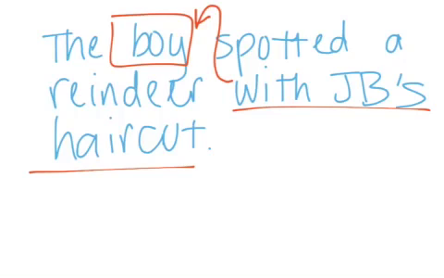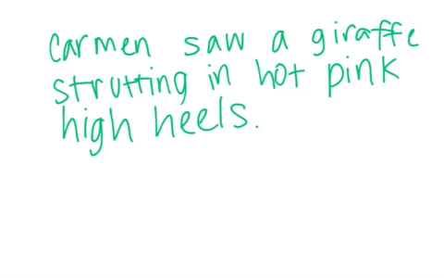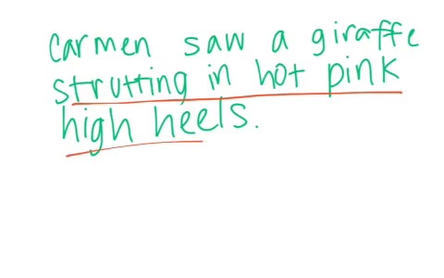Here's another example. Carmen saw a giraffe strutting in hot pink high heels. Now, do you think the giraffe was really the one that was strutting in hot pink high heels? No, it was Carmen. Ding, ding, ding, misplaced modifier alert. The phrase, strutting in hot pink high heels, is a misplaced modifier. So how would we change the sentence to correct it? Carmen, strutting in hot pink high heels, saw a giraffe. Or, strutting in hot pink high heels, Carmen saw a giraffe.